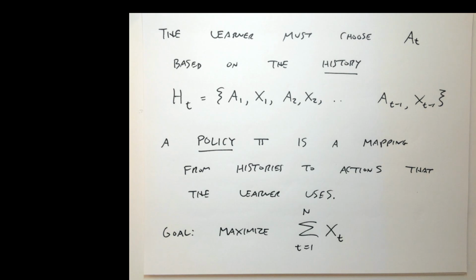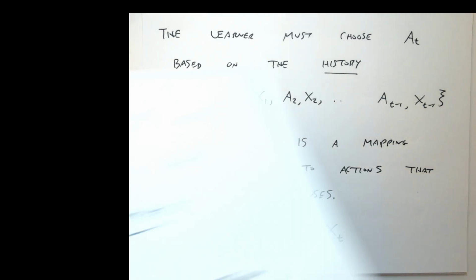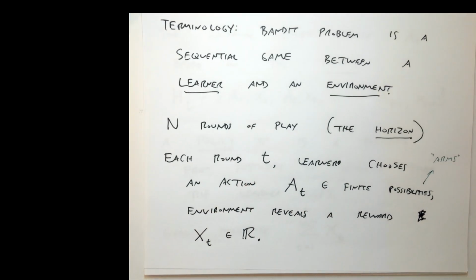Yes? What is A and X again? So A is the action that you take. A is the arm that you decide to pull on this round. And X is the reward that you get for pulling that arm, a dollar amount, right? So in the slot machine case, it's like either pull the left arm or pull the right arm. That's the A. And then the X is the $0 or the $10 or whatever.